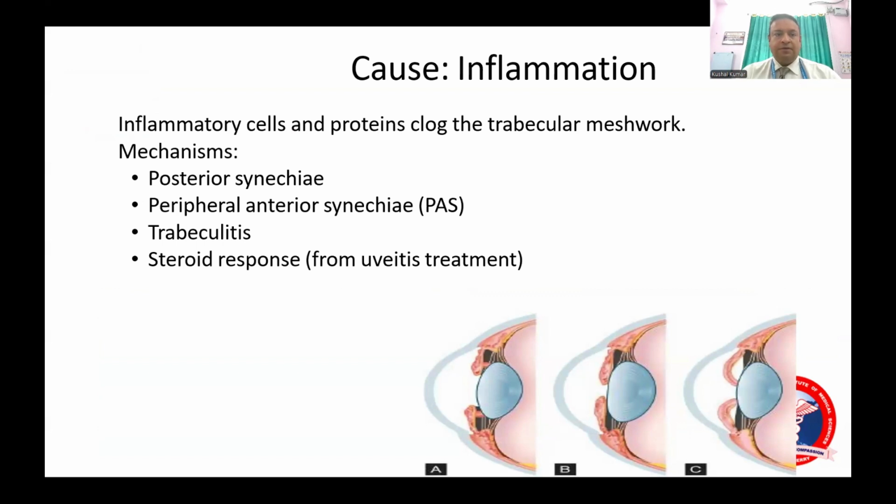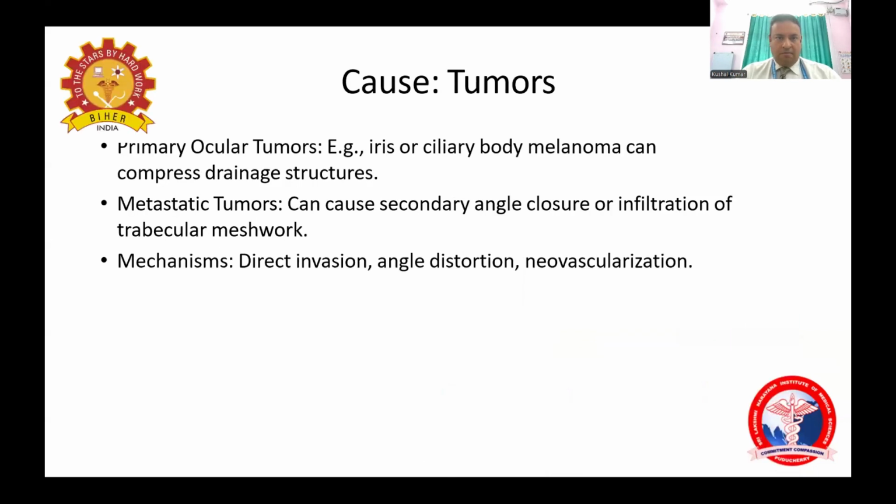Inflammatory causes: inflammatory cells and proteins can clog the trabecular meshwork, and the mechanisms are the formation of posterior synechiae, peripheral anterior synechiae, trabeculitis, and steroid response from treatment of uveitis. Tumors: you could have primary ocular tumors like iris or ciliary body melanoma, which can compress the drainage structures, or you could have metastasis in the eye, which could cause secondary angle closure or infiltration of the trabecular meshwork. Mechanisms could be direct invasion, angle distortion, and or neovascularization.